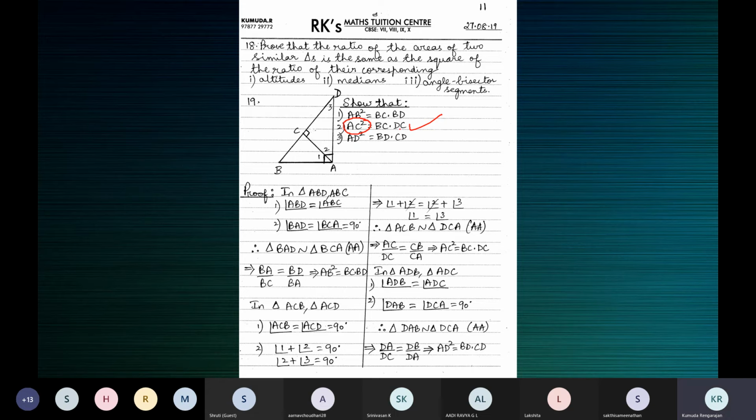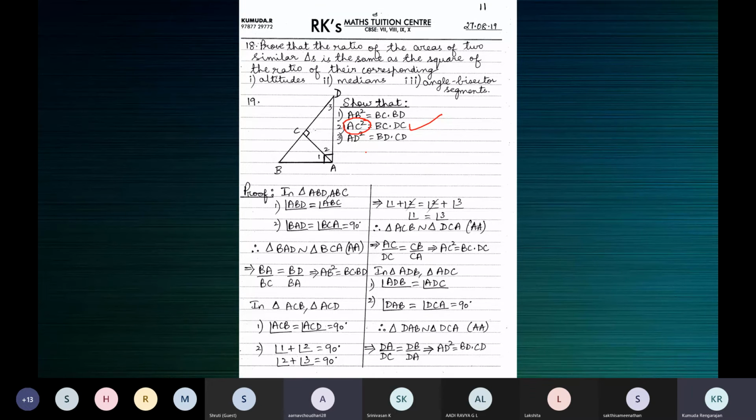And also see BC and DC. Where is BC? This is BC. This is DC. So tell me the triangles. The two triangles which you take up must have AC as a side. Tell me two triangles with side AC. Triangle ABC and triangle ADC.